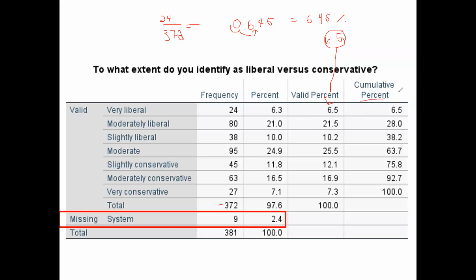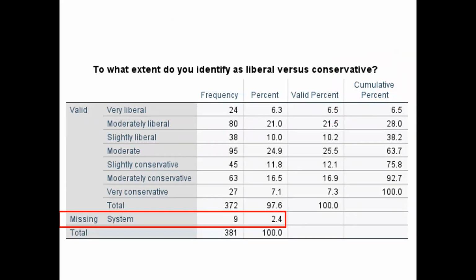This is cumulative percent rather than cumulative frequency, but you'll notice that here for moderately liberal, this is equal to 6.5 plus 21.5, right? You're just adding these two. I know it's messy. And this is cumulative percent. You would get cumulative frequency equals 0.28, right? We move that decimal place over 2 and we get percent, and that's what's in that SPSS column. All right? Okay, so that should be clear.